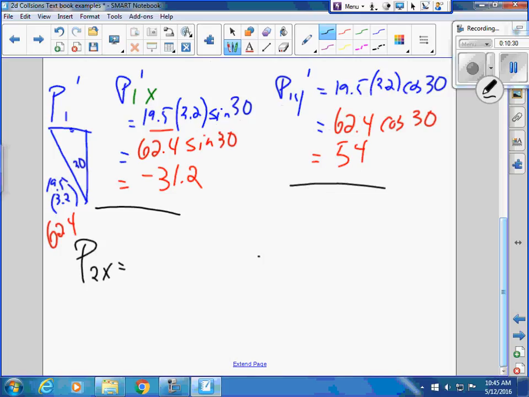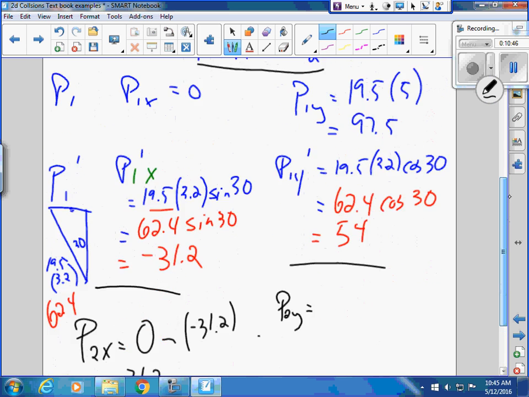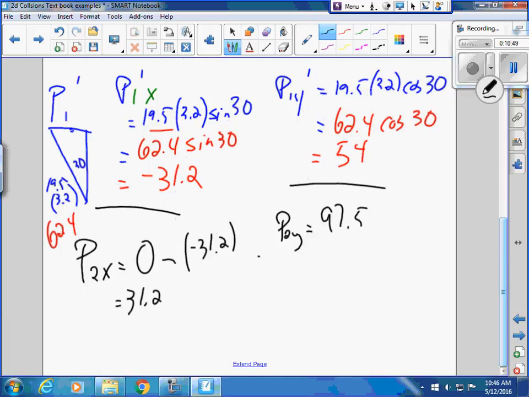P2x is going to be 0 subtract minus 31.2, or 31.2. P2y is going to be 97.5 subtract 54. Going to check my work here that I did it right. 43.5. Positive, positive. Yes, Mr. Burnett. We're almost done.